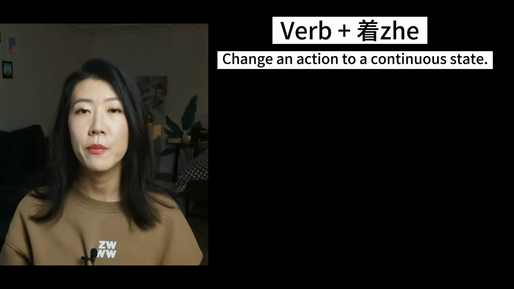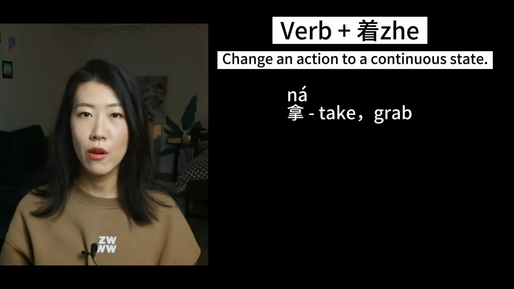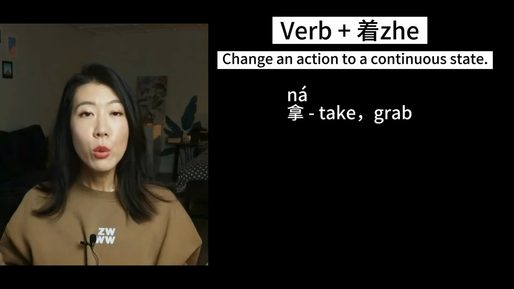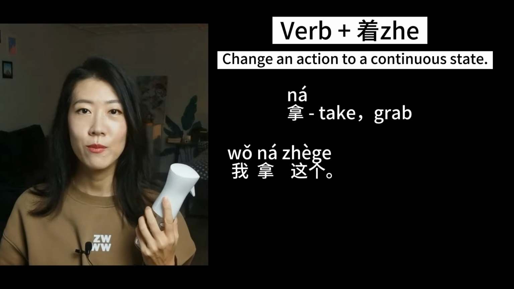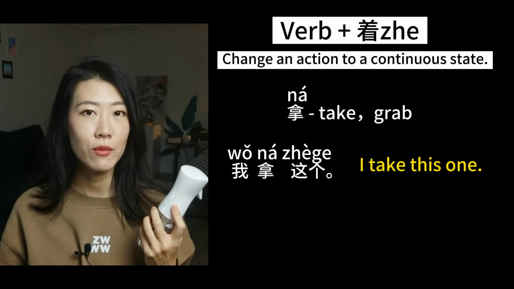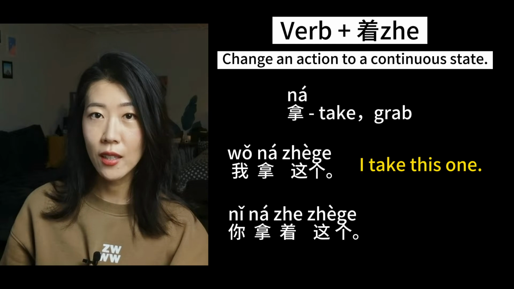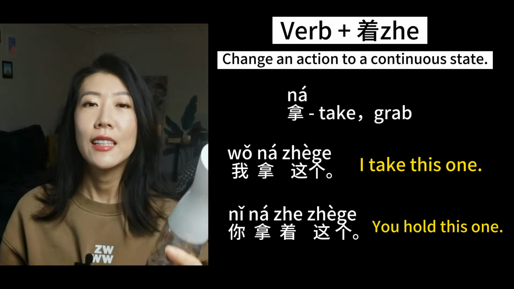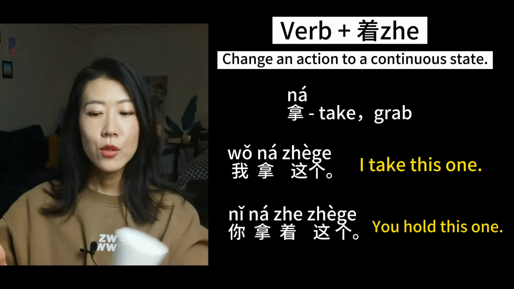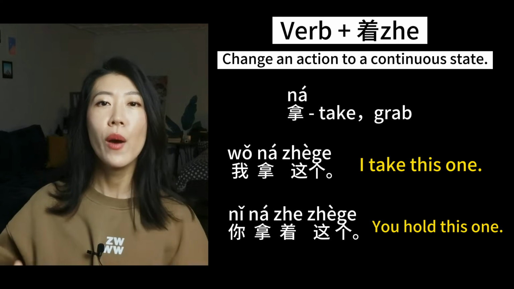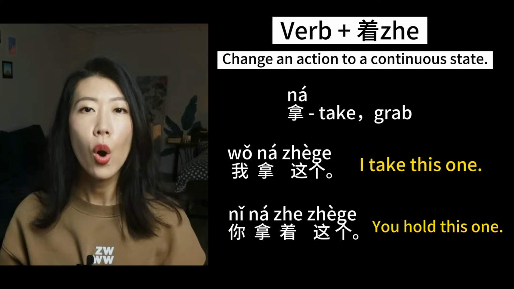For examples, 拿 means take or grab. Everyone can pick one. 我拿这个，我拿这个. I take this one. If I say, hey, Jenny, 你拿着这个，你拿着这个. 拿着 means hold, hold. So we actually change a single action, take, to a continuous state, hold.